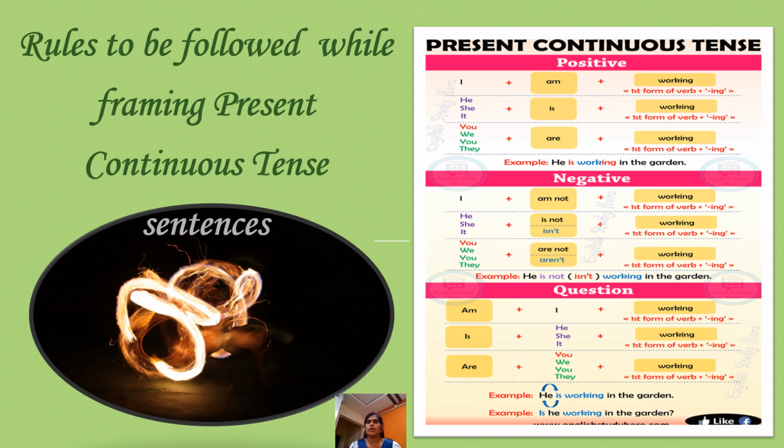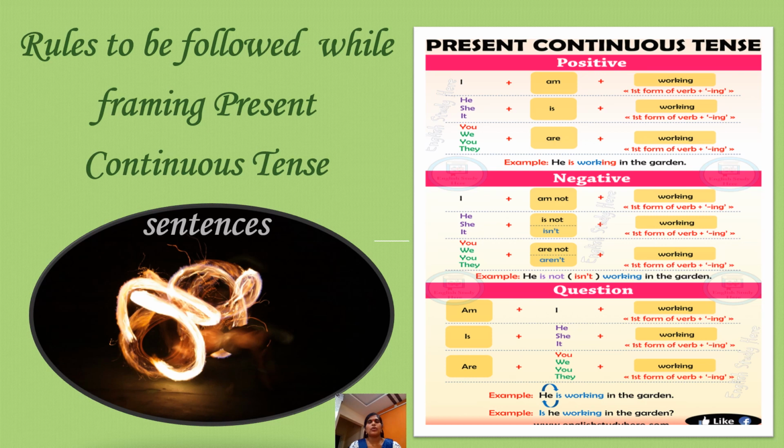I am working. In the same way, the pronouns he, she, it always go with the helping verb is, and the verb work plus ing becomes working. He is working, she is working, it is working. In the same way, you, we, they always go with the helping verb are, and the verb working. The sentences go like this: you are working, we are working, they are working.